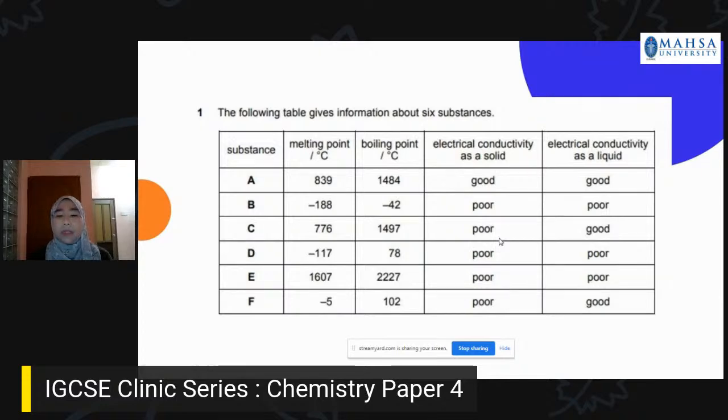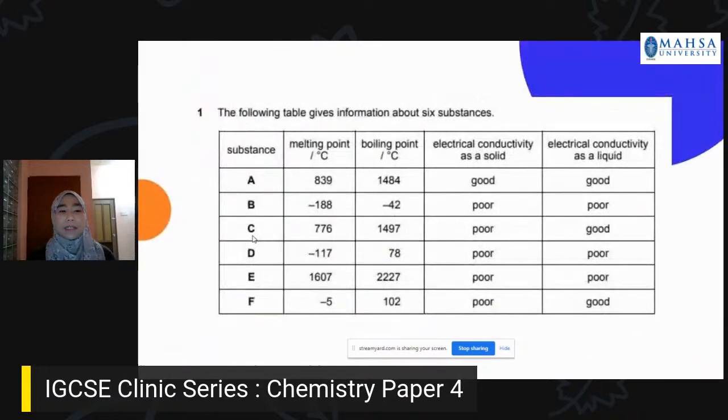Conductivity of an ionic compound in solid: it cannot conduct electricity. Why? Because there are no free moving ions or free moving electrons. But in the liquid state, yes, it has very good conductivity. So for the last question, the answer will be C. The proper answer will be C.